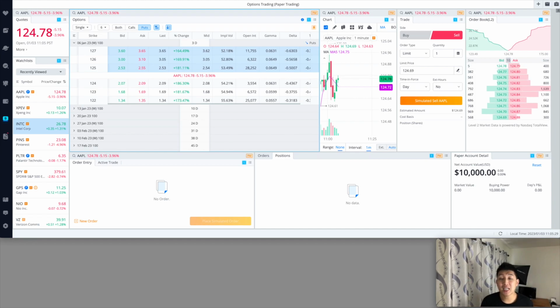So today I want to show you guys how to sell a put option, aka do a cash secured put option, on the Webull paper trading platform.